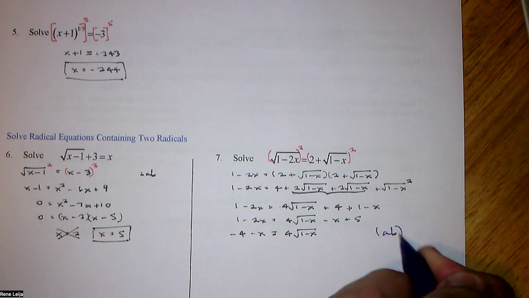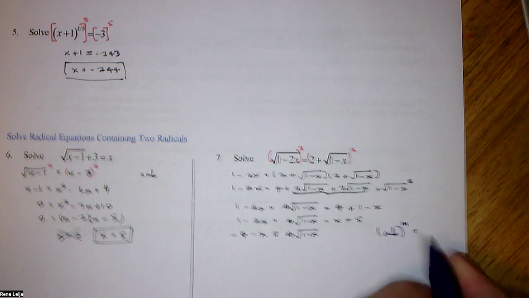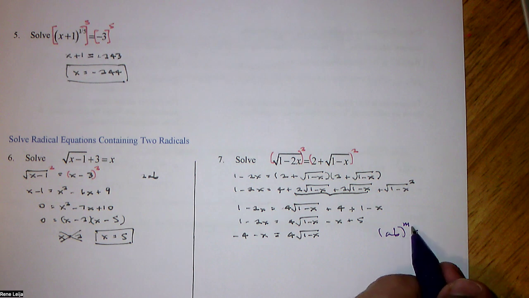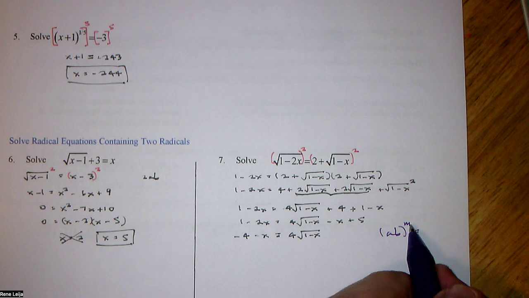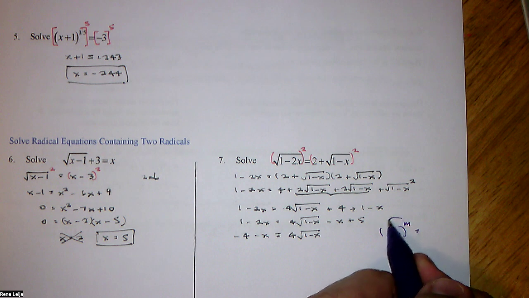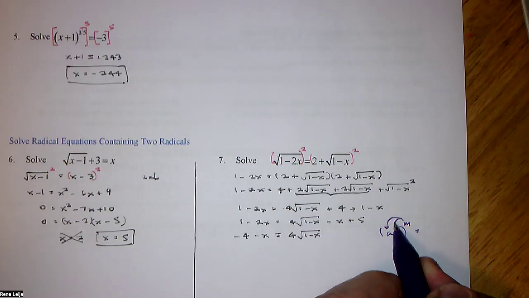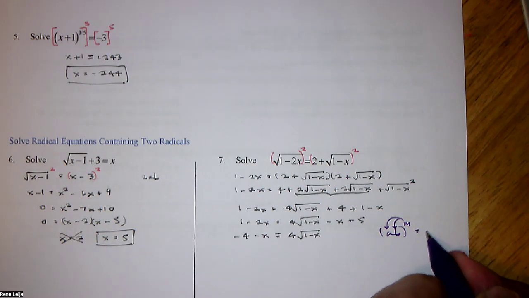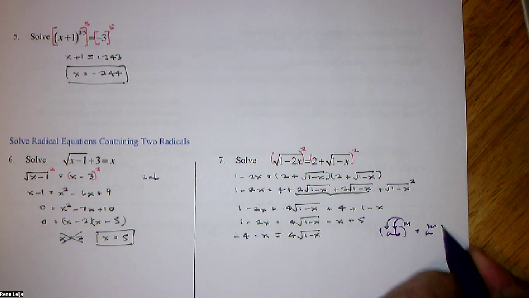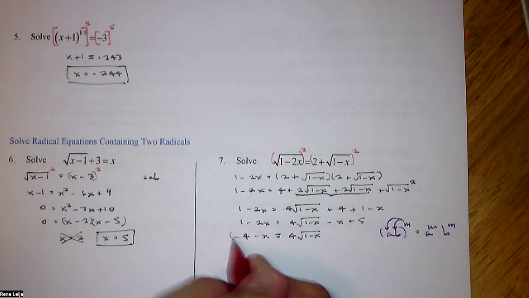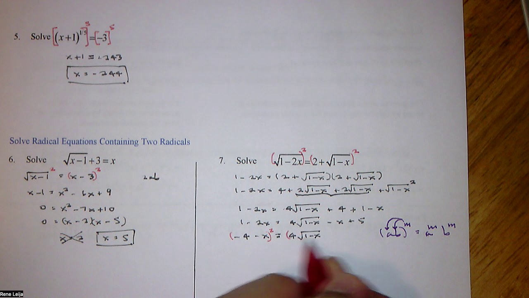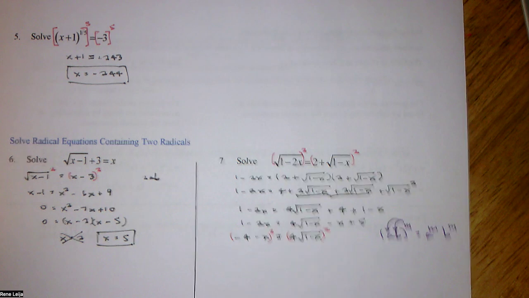So one of your exponent rules is when you have a product raised to a power. A times b is a product. You're multiplying. I'm multiplying 4 and the square root of 1 minus x. When you raise it to an exponent, then that just means that everything inside gets the outside exponent. Okay? So I'm telling you this because what we're going to have to do here is square both sides so that I can get rid of the square root.